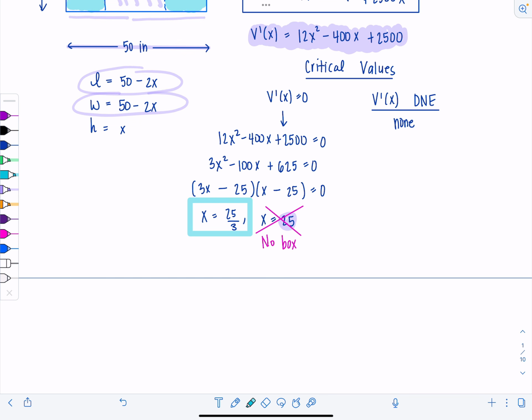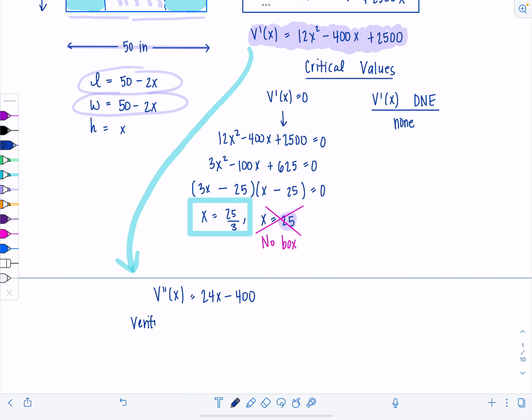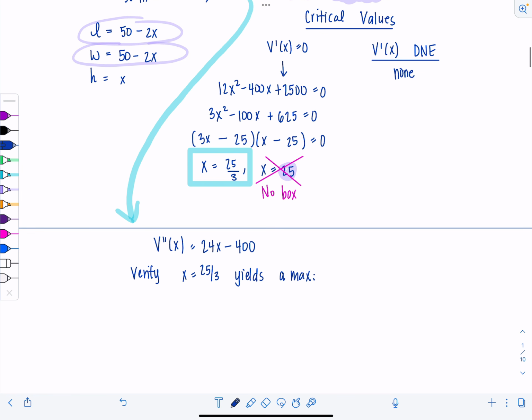We come over here, here's V prime. Now we need V double prime. So V double prime of x would be 24x minus 400, right? Okay, so to verify that x equals 25 thirds yields a max, you substitute that critical value in for x into the second derivative. So V double prime of 25 thirds is 24 times 25 thirds minus 400.